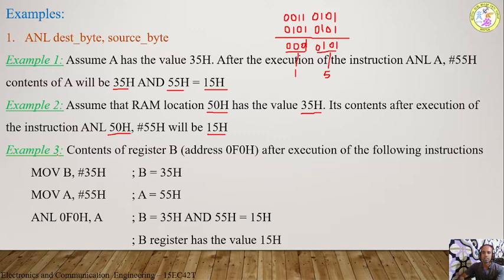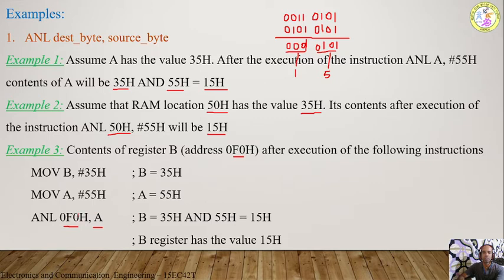And the third example: the content of register B, whose address is F0, after the execution of the following instruction. F0 is the address of register B. Now MOV B, #35: the immediate data 35 has been copied to register B, and 55 is copied to register A. Now I have used ANL F0, A. This is as good as writing ANL B, A, because F0 is the address of register B. Either you write ANL B, A or ANL F0, A, so both will do the same function.